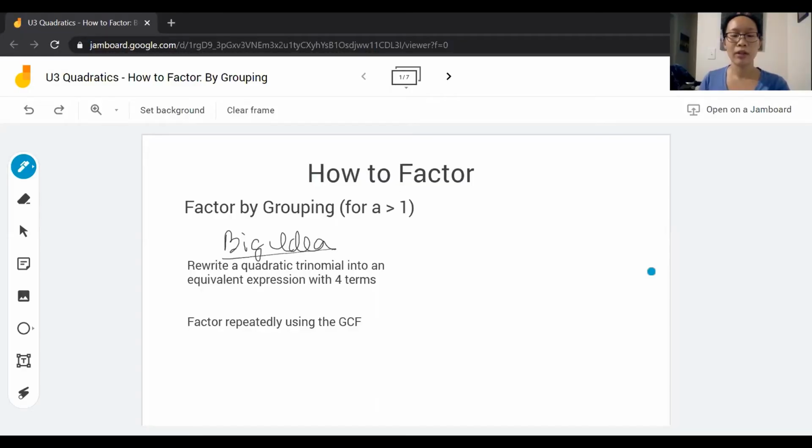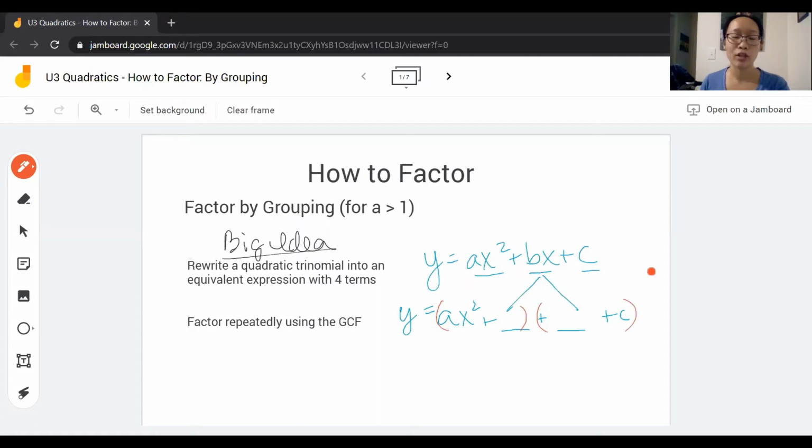The big idea with factoring by grouping is that you're going to rewrite a quadratic expression from a trinomial with 3 terms to an equivalent one with 4 terms, except that you're going to break up the B term into 2 smaller terms so that you can form smaller groups and factor using the GCF. You can do that several times until you get to a final answer, which is a product, something in factored form. Let's take a look at an example.